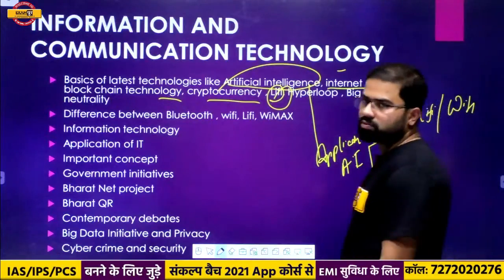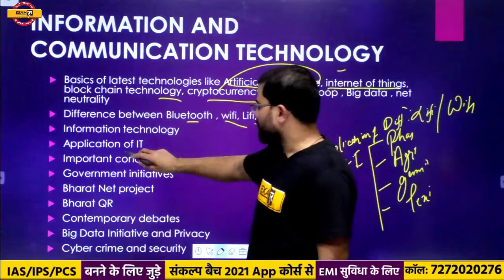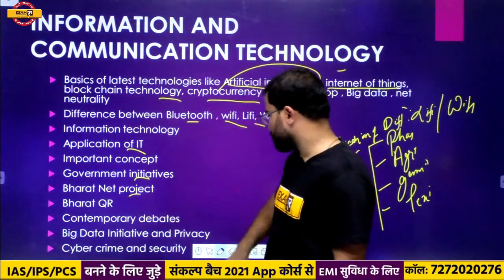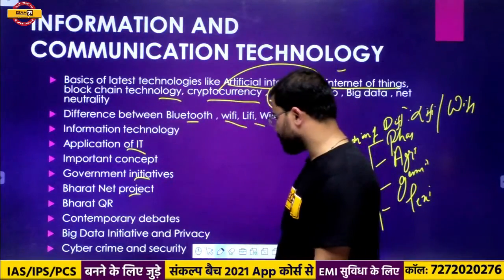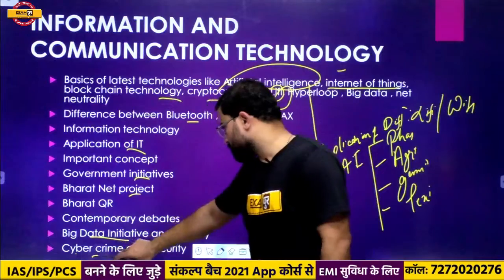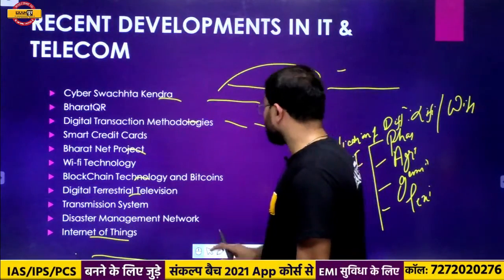So we should know difference between Bluetooth, Wi-Fi, Li-Fi, application of IT, import, government initiative, BharatNet project, all the recent updates we have to study. Big data initiative, cyber crime and security, ठीक है.